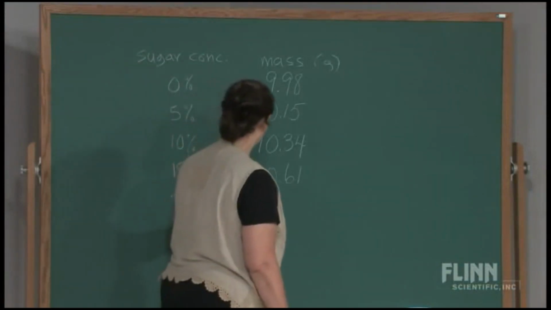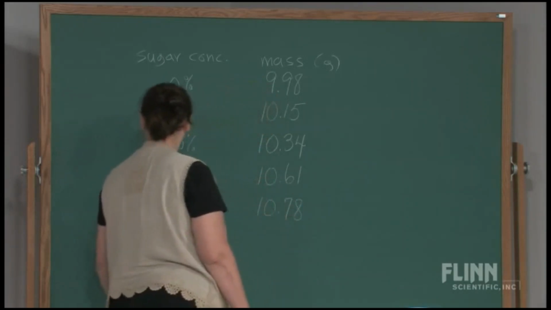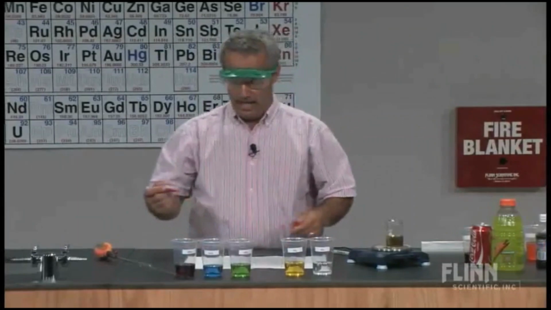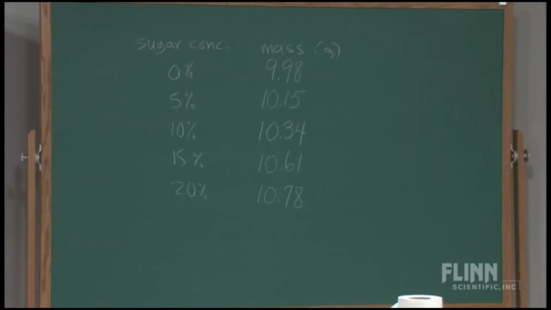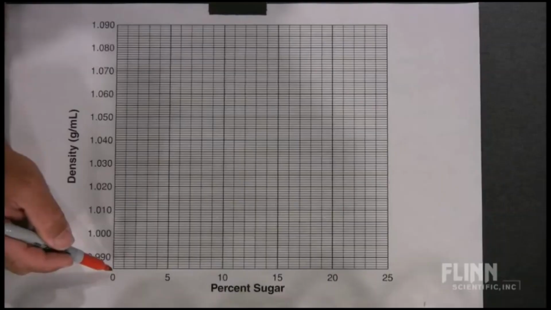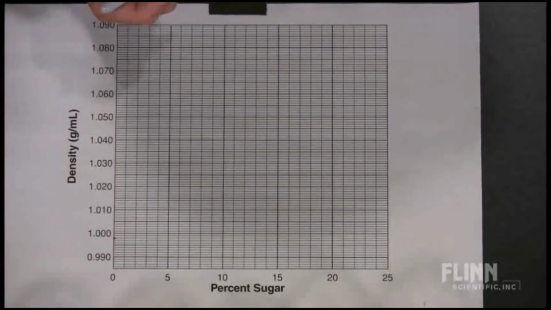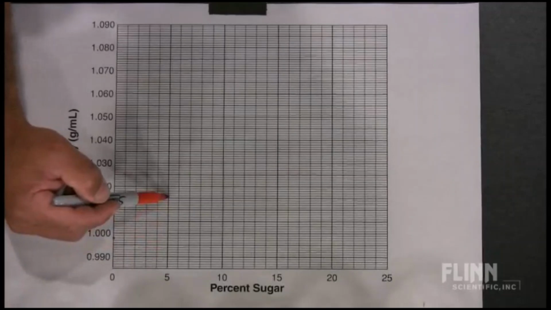10.78. Okay? So let's just see what that looks like as a relationship here. I think if I move these cups out of here, we'll lose that shadow. Okay? I'm just going to take those values off the board and divide them by 10, which I can do in my head. Don't need a calculator for that. So our first one, 0%, is 0.998. So we go up to here at 0 and put a little dot at 0.998. Our 5% is 1.015. So 5% up to right here.